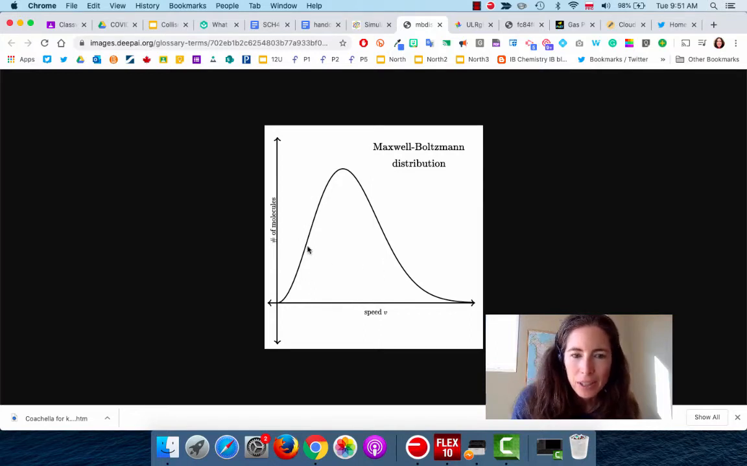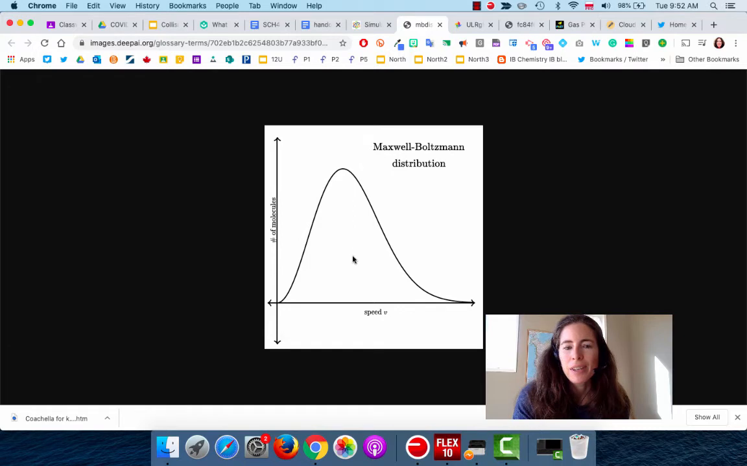So here, when the speed goes down to zero, we have zero molecules that are traveling at a speed of zero. It's not really possible for molecules to have a speed of zero because that would only happen if their temperature is zero, theoretically. And we know we can't reach zero temperature. And if we look at the higher speeds, we see that this tails off more gradually. Okay, so it's a little bit asymmetrical.